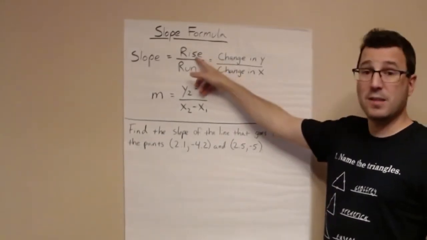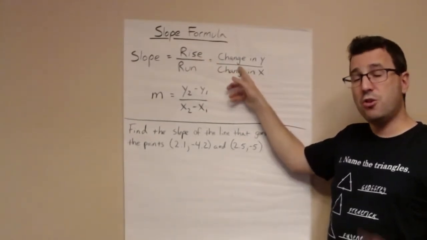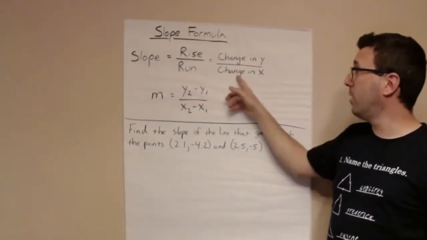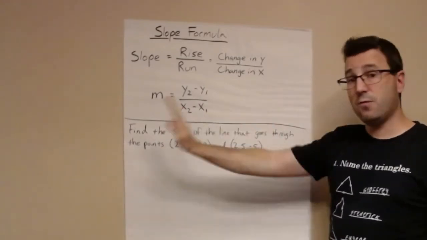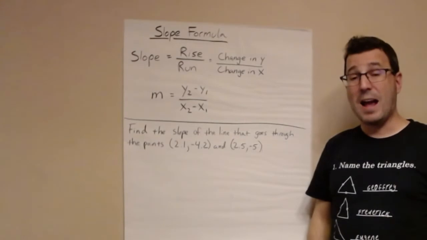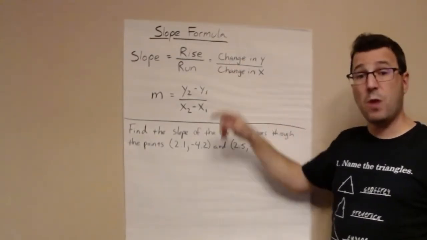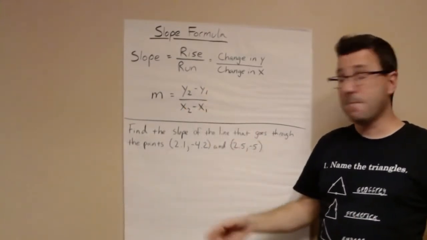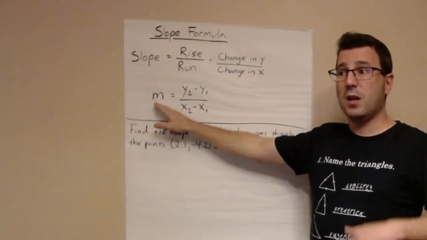So rise really just means the change in the y value, the change in our vertical movement. Run is really the change in our x. So how much we're changing from left to right. And the way we do that is we actually subtract, for the change in y, we subtract our y values. So the real slope formula, we use m to represent slope.